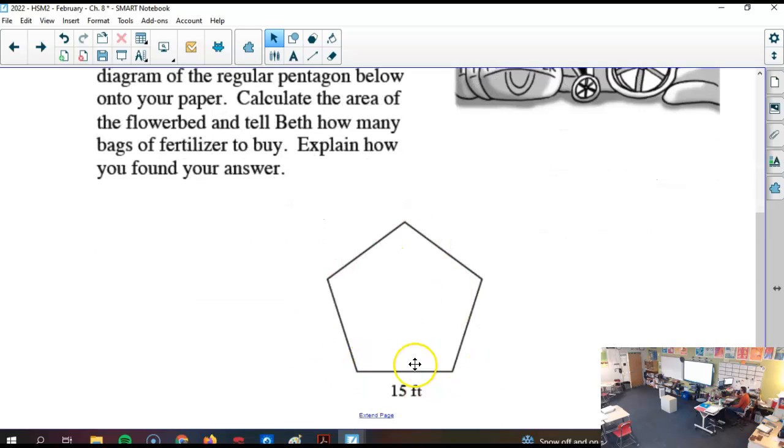So let's try this again, but a real life situation. If we have a pentagonal area that we need to fertilize, fertilizer is expensive. You really don't want to overbuy on stuff like this because then it sits in your garage and it normally goes bad. Because if it gets exposed to moisture, it's done. So we have 15 feet on the edge.